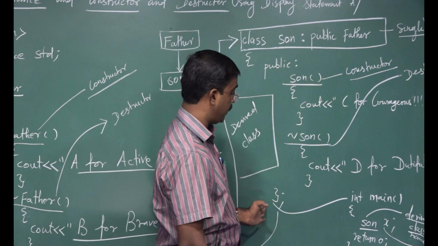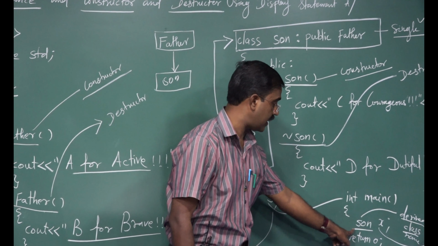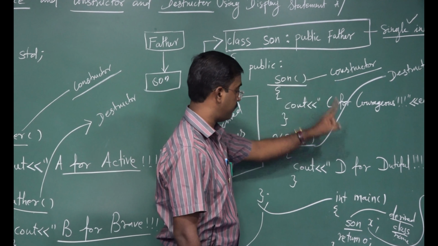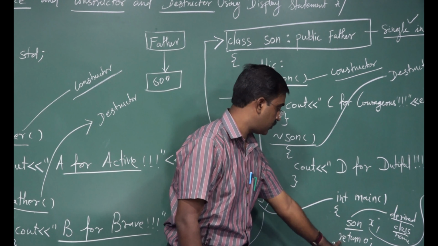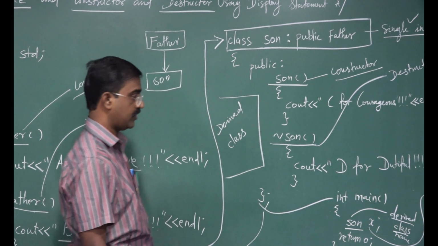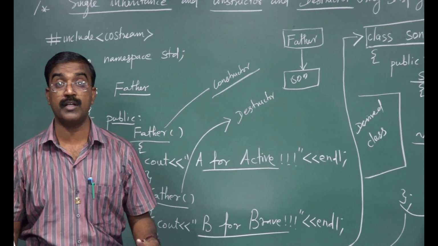The program should be int main. Son is the derived class name. So x is the object name. So return 0. It should be closed. Sir, what do you say, sir? Finally, what do you say?